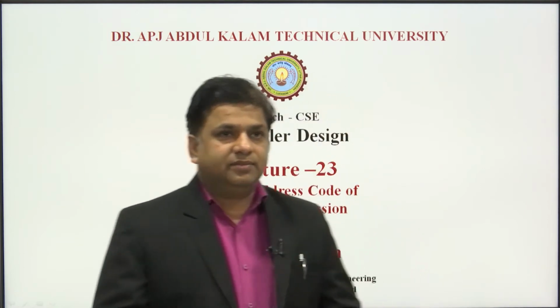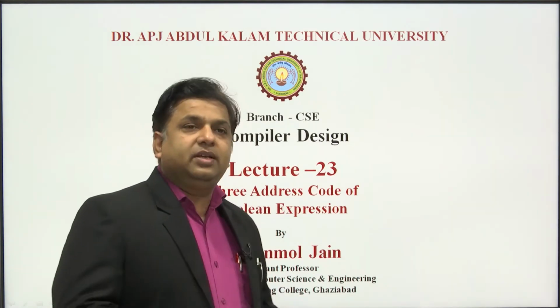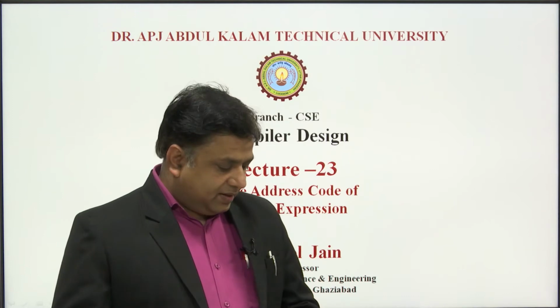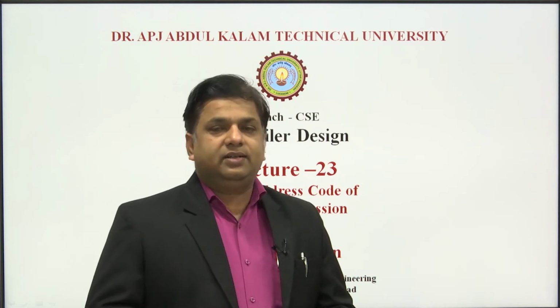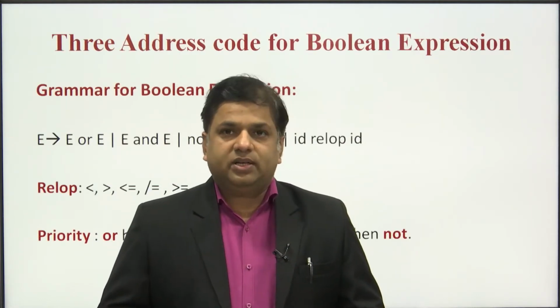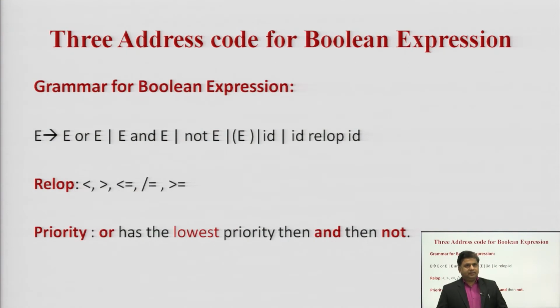Today I am going to discuss the 3 address code of the Boolean expression. All of you are aware of the 3 address code of a simple arithmetic expression, where we have 2 operands, one operator and one for the result, right. But it becomes difficult when we write the 3 address code for the Boolean expression. A Boolean expression contains the OR operation, AND operation, NOT operation, like this, right. So, here I am going to discuss how we can write the 3 address code for the Boolean expression.